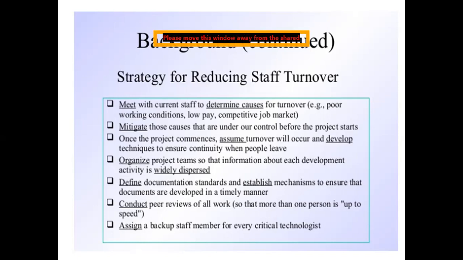Second point here, how we are going to reduce the staff turnover. The second point is to mitigate those causes that are under our control. So we will avoid those causes that are under our control before the project starts. Before the starting of the project, we will first focus on the first point, that is mitigation. Once the project commences, assume turnover will occur and develop techniques to ensure continuity when people leave.